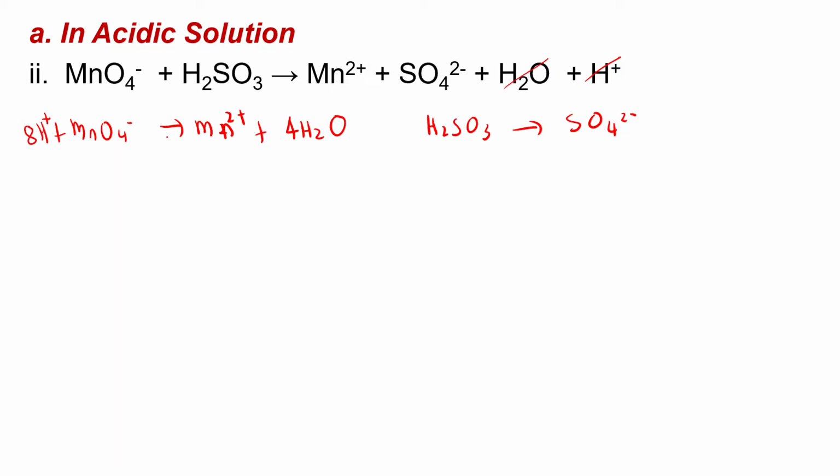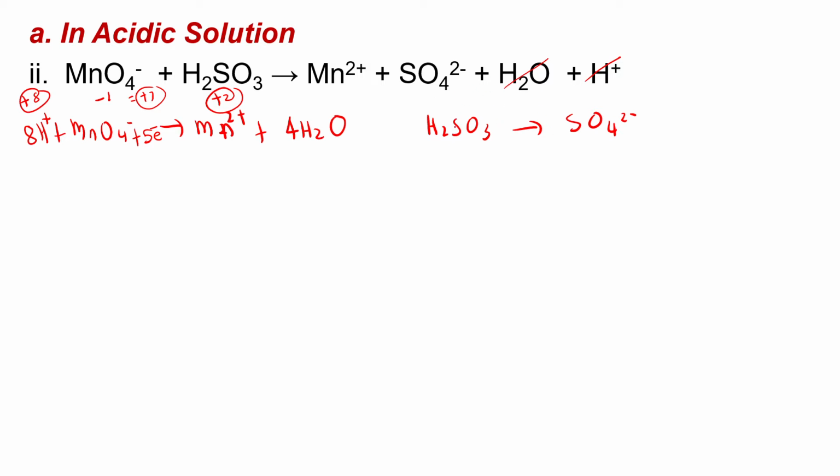Okay, elements are balanced. For charge, here we have plus 8, this one is negative 1, so overall here plus 7. On the right we have plus 2. So we add electrons to the left hand side to have positive 2 charge. Okay, we add 5 electrons.